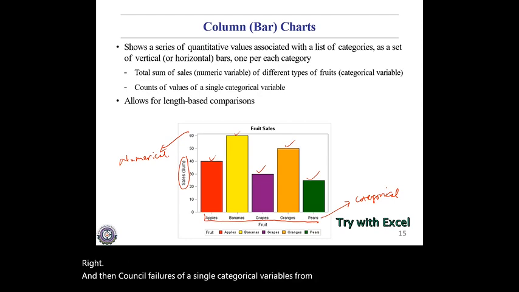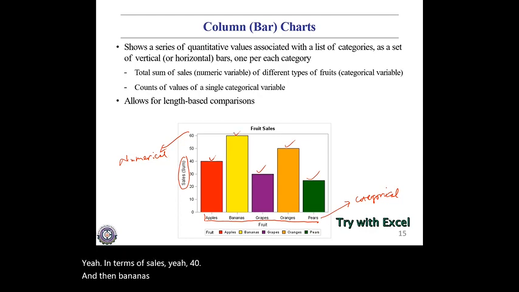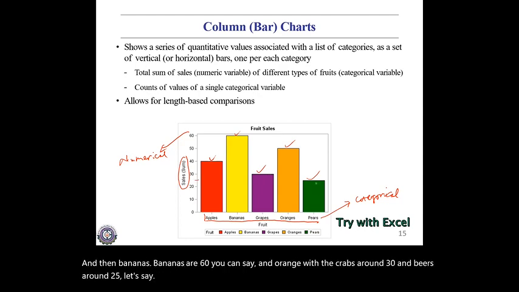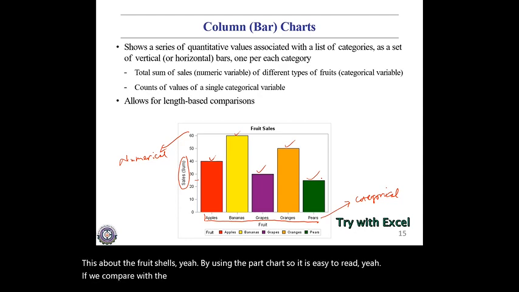From this we can read that apples, in terms of sales, 40, and then bananas, 60, you can say, and orange 50, grapes around 30, and pears around 25, let's say. And so this is about the fruit sales by using the bar chart. So it is easy to read, if we compare with the raw data. By using these bar charts, we can easily read the sales for each category.